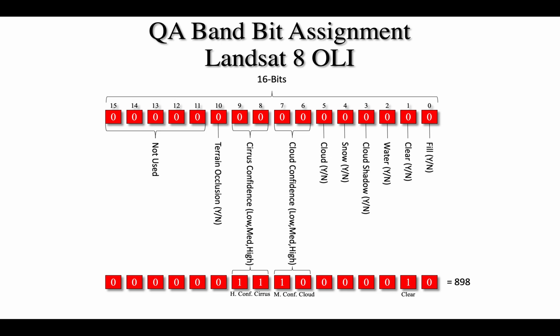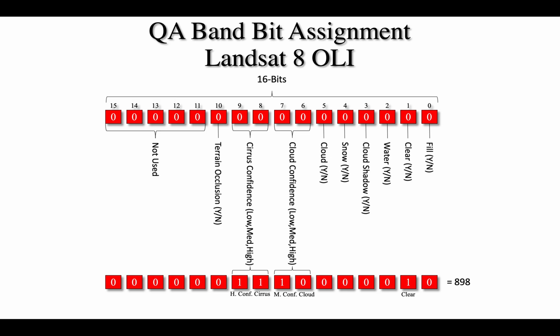Bit 5 identifies cloud. Bits 6 and 7 consist of 4 categories. They're combined for cloud confidence. The confidence categories are none, low, medium, and high, and the bit equivalents are 00 for none, 01 for low, 10 for medium, and 11 for high. Bits 8 and 9 are also combined into the same 4 confidence categories, but for cirrus clouds. Bit 10 is a terrain inclusion bit, and bits 11 through 15 are unused.